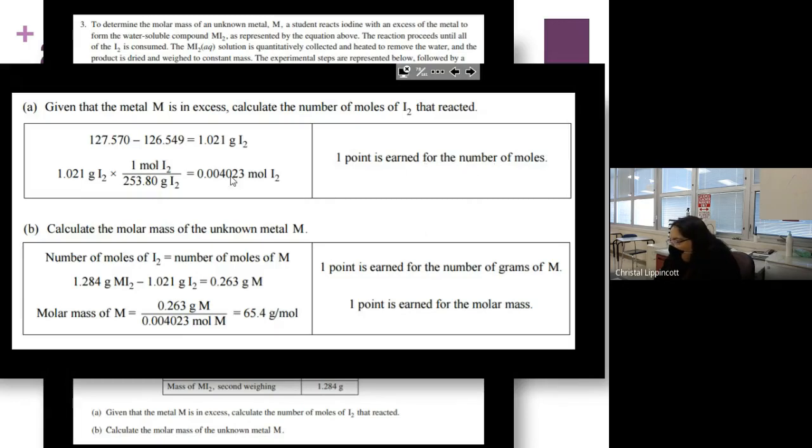So again, they're going to give you partial points. If you can figure out how much I2, then you get a point, okay? Number of moles of I2 equals the number of moles of M. They're going to give you another point for that. And then you can turn that into grams per mole, figure out the molar mass. So you get the grams per the moles of material that you had. That's going to give you your molar mass, okay?